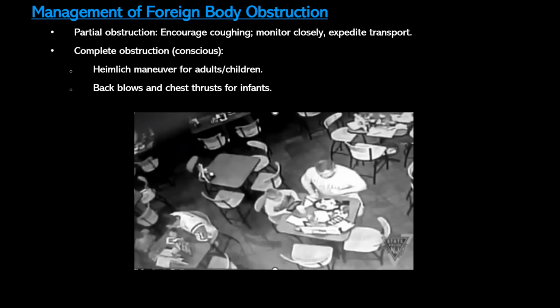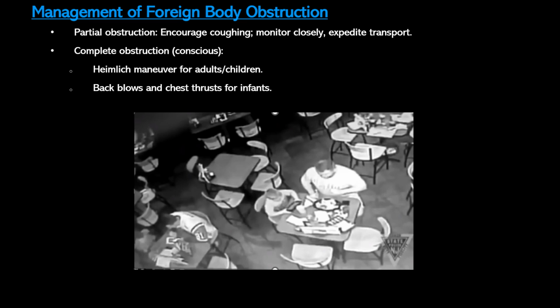Abdominal thrusts generate enough force to dislodge the object, but should be performed carefully in young children or frail individuals to avoid injury. If the patient is pregnant or obese to the point that you cannot encircle their abdomen, adjust the positioning of your hands to perform chest thrusts in lieu of abdominal thrusts.